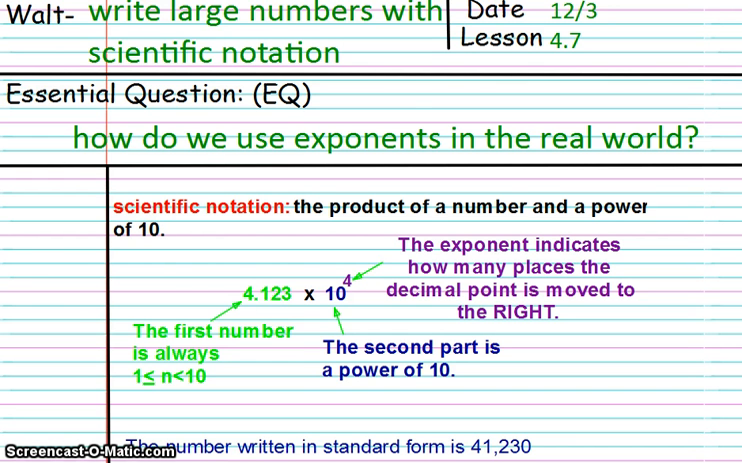Today we're talking about scientific notation. We're going to be writing both large and small numbers with scientific notation. This is 4.7 in the textbook. So let's take a look at our first definition.